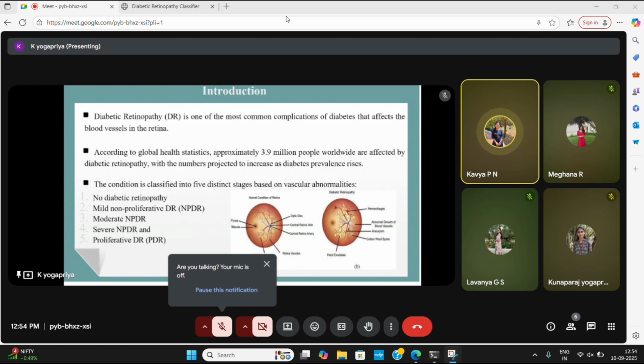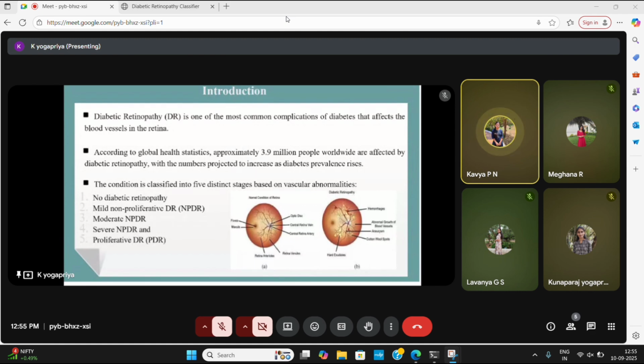Second one, mild non-proliferative diabetic retinopathy. This stage is characterized by the presence of tiny blood clots on the retina. Patients maintain normal vision. These are early warning signs that diabetes is affecting blood vessels. Third one, moderate non-proliferative diabetic retinopathy. In this stage, more extensive hemorrhages, yellowish deposits of lipids and proteins, and cotton wool spots may develop. Some blood vessels start to get blocked.